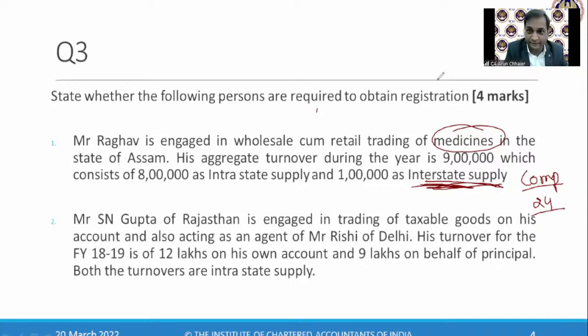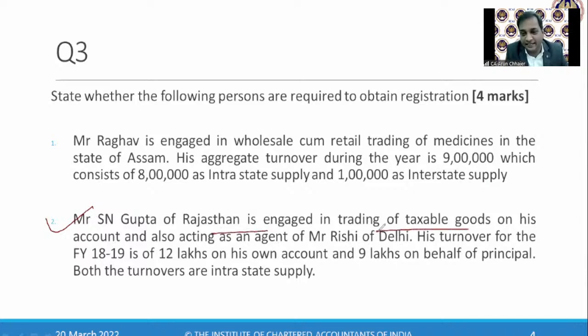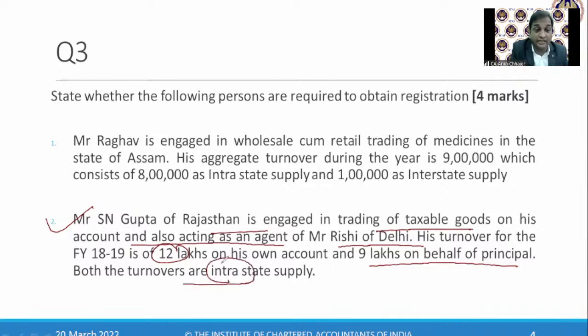Is it okay? Second case, S.N. Gupta of Rajasthan is engaged in the trading of taxable goods on his own account and is also acting as an agent of Mr. Rishi of Delhi. His turnover is 12 lakh on his own account, 9 lakh on behalf of the principal. Both turnovers are intrastate. Whether he is required to obtain registration or not.